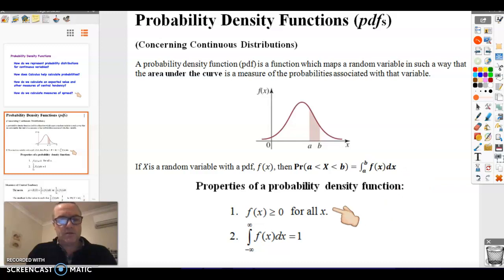The function will be positive for all values of x because each point on that curve is an indication of the probability associated with the variable x, which is always positive, and because it represents a complete distribution, the total area under the curve, either from negative infinity to infinity, will be equal to 1, but we'll also see that sometimes PDFs, probability density functions, might really just be defined between two boundaries, a lower boundary and an upper boundary.